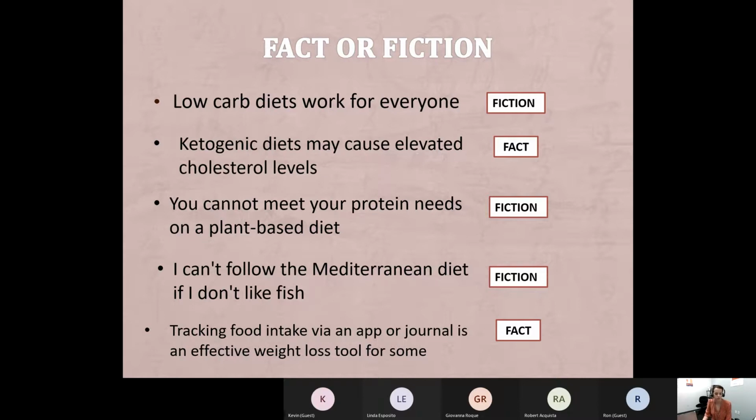I can't follow the Mediterranean diet if I don't like fish. That's fiction. You can. We'll talk about it. And then tracking your food intake via an app or a food journal is an effective weight loss tool for some. That's definitely fact. It's definitely helpful to track your food, but it doesn't work for everyone. So we'll talk about it.